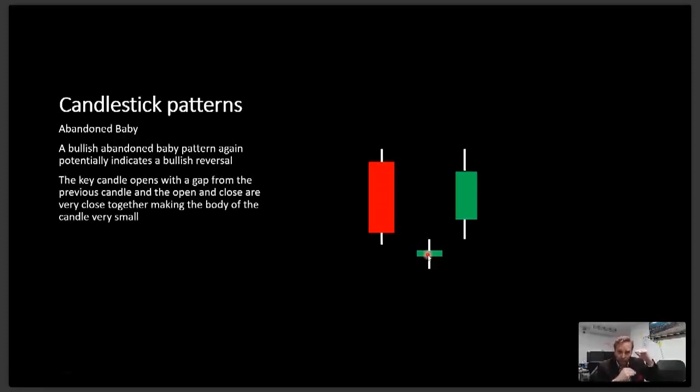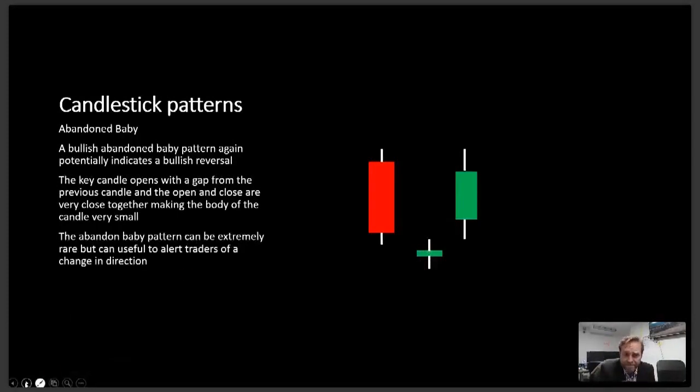So it opens with a big gap. If it's bearish, it opens with a big gap from the previous close. If it's bullish, it opens with a big gap from the previous candle close as well. So it's got to have a gap in it. And like I say, it's a very rare pattern to see, but it can be a very useful indicator to alert traders of a change in direction.